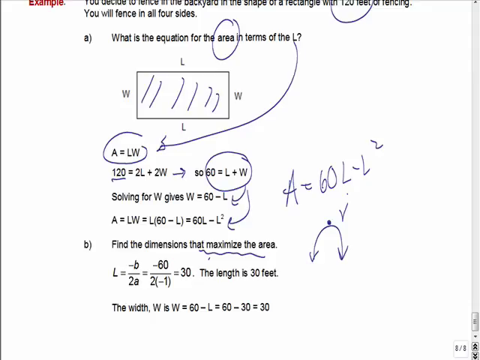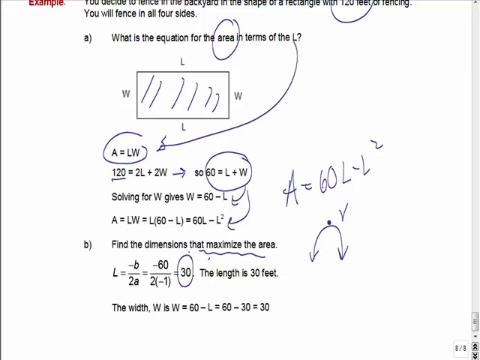So if I go to do this, my variable this time is L. So L is negative B over 2A. So that gives me negative 60. The B term, remember, is the coefficient on the linear piece, so it's the coefficient on L. So negative 60, and then 2 times the A term coefficient, which is negative 1. And so if I do that math out, I learned that the length is 30 feet.